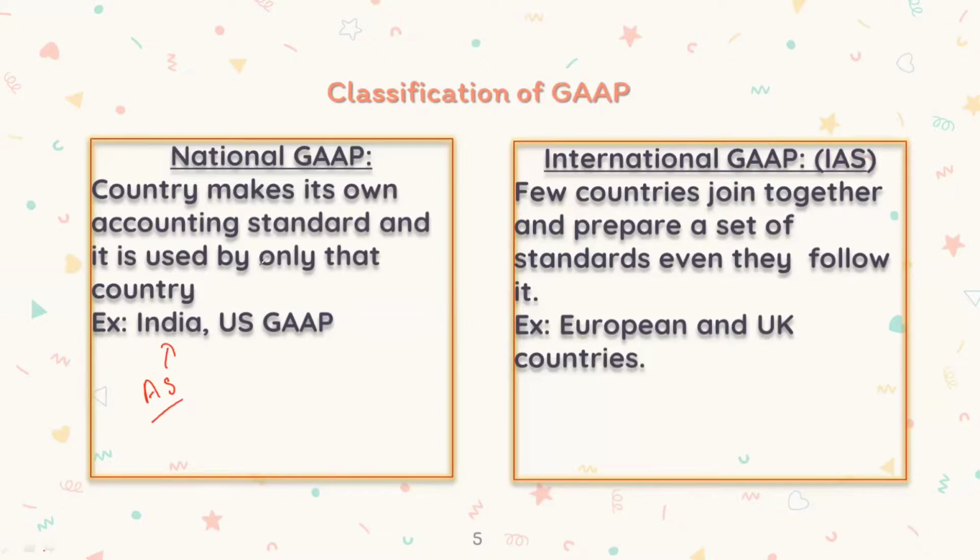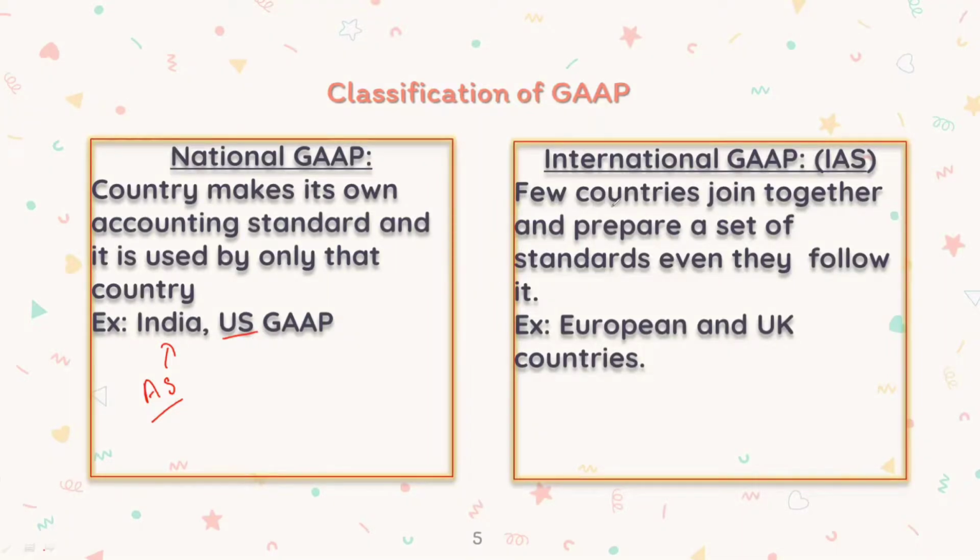The same national GAAP, a set of standards maintained only by the US, we call US GAAP. So I repeat once again, national GAAP is when any country makes its own set of standards to prepare the financial statement, and that standard is followed only in that particular country. In our country also we have a national GAAP, and we call it accounting standards. In the US we call it US GAAP.